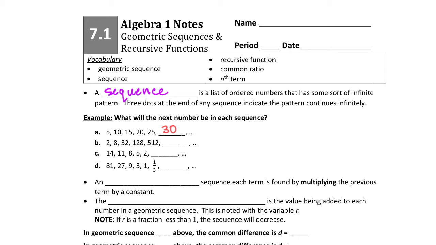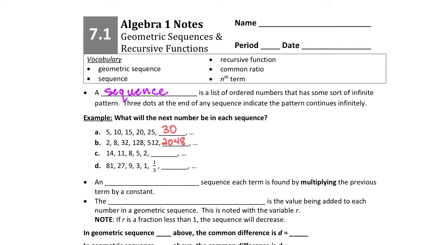So for example B, let's see if that pattern still works. If I add 6 to 2, I get 8. But if I add 6 to 8, that does not give me 32. So let's try a different pattern, maybe multiplying. So 2 times 4 is 8. 8 times 4 is 32, 32 times 4, and so on. So I'm multiplying by 4 each time. I might need to grab a calculator to do 512 times 4. 2048 is the next number in that sequence.